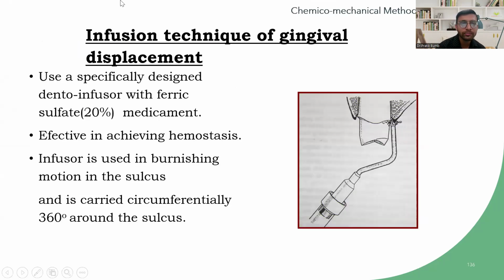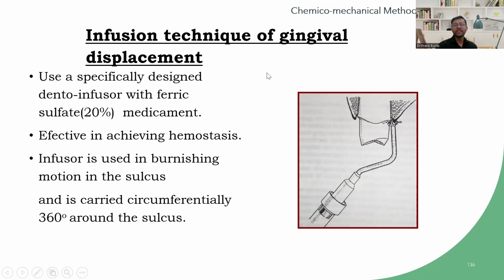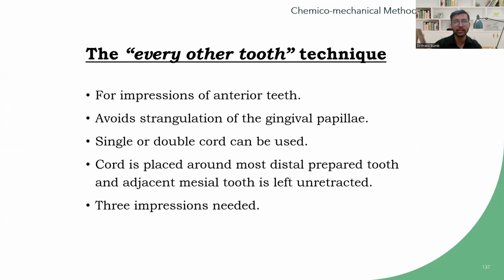So yeah, you specifically design Dento infuser with ferric sulfate, which is 20%, that is used as a medicament. It is effective in achieving hemostasis. Infuser is used in a burnishing motion in the sulcus. So you have to put it around the tooth circumference, in 360 degrees around the sulcus.